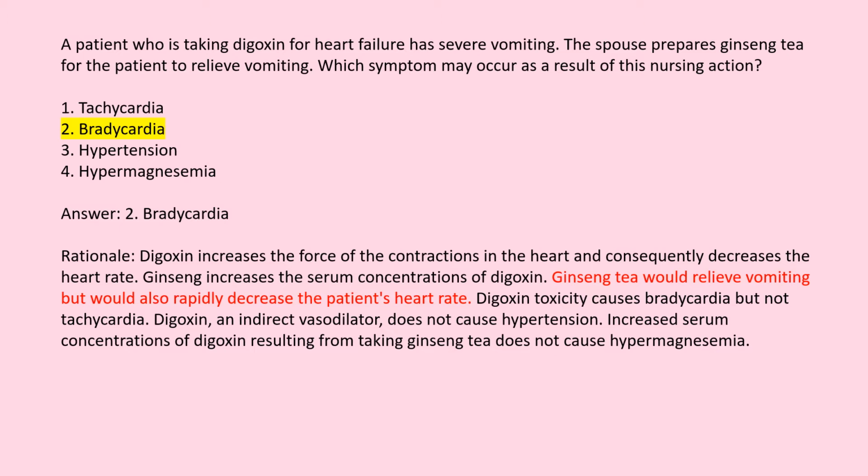Answer: 2. Bradycardia. Rationale: digoxin increases the force of the contractions in the heart and consequently decreases the heart rate. Ginseng increases the serum concentrations of digoxin. Ginseng tea would relieve vomiting but would also rapidly decrease the patient's heart rate. Digoxin toxicity causes bradycardia but not tachycardia. Digoxin, an indirect vasodilator, does not cause hypertension. Increased serum concentrations of digoxin resulting from taking ginseng tea does not cause hypermagnesemia.